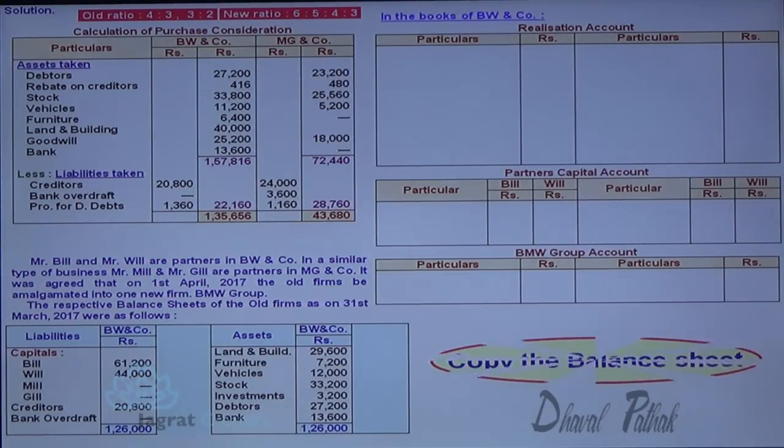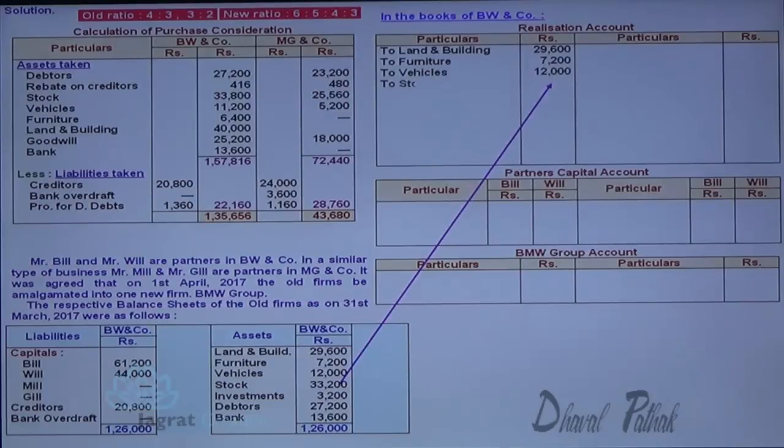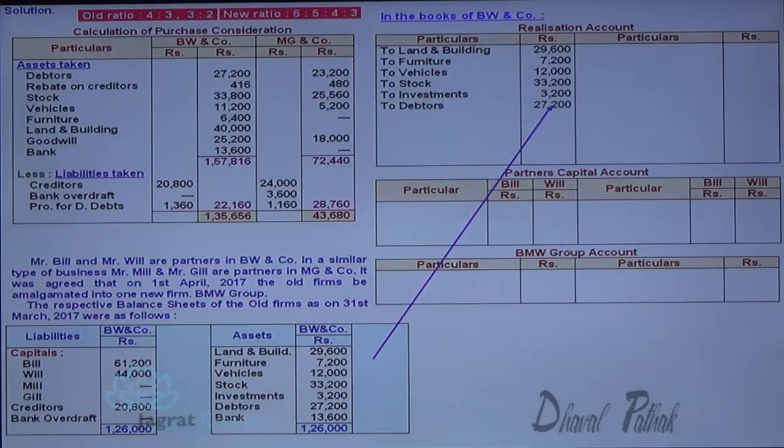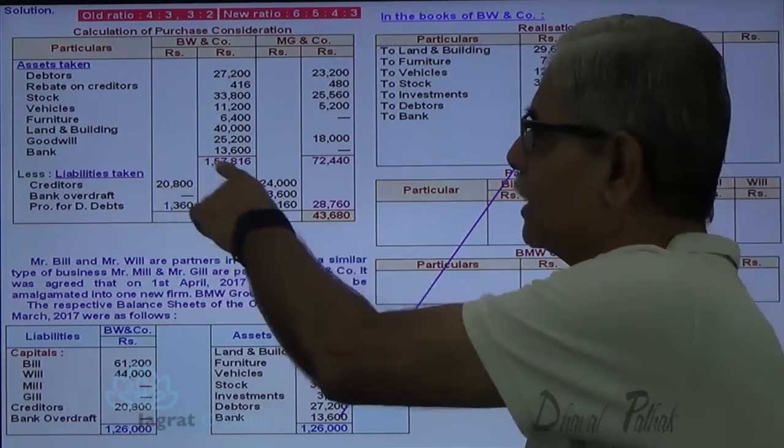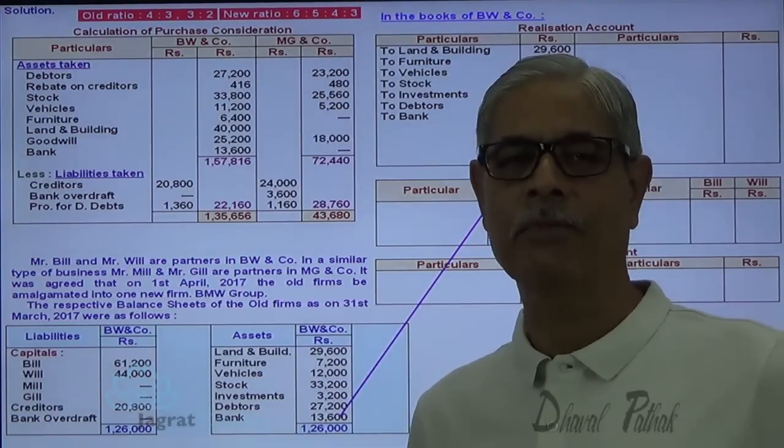Now copy the balance sheet. Land and building debited to realization account. Furniture debited to realization account at its book value. Vehicles debited to realization account at its book value, 12,000. Stock 33,200 debited to realization account at its book value. Investment debited to realization account, 3,200. Debtors and bank balance are also sold. See, the bank balance is also sold. So bank balance is also realized, so it is transferred to the debit side of the realization account.